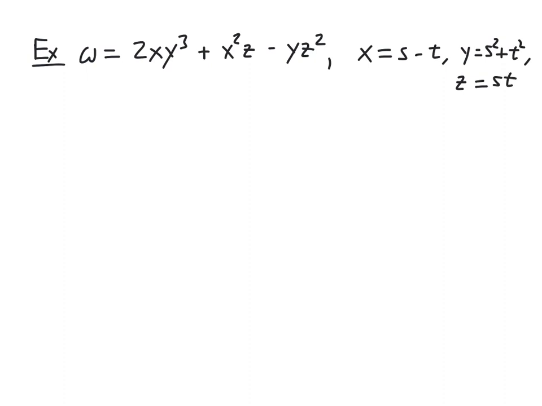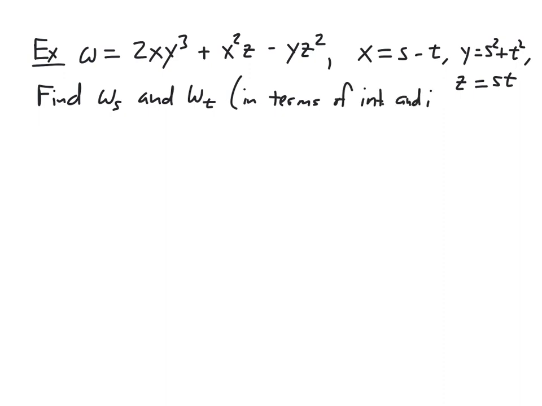Right, so I have w as a function of three variables, and each of those variables are functions of two variables. And so what we want to do here is find w sub s and w sub t. These are just the notation for partial derivatives of w with respect to s and t, respectively. And I'm going to be very specific, we're going to allow it to be in terms of the intermediate variables and the independent variables.